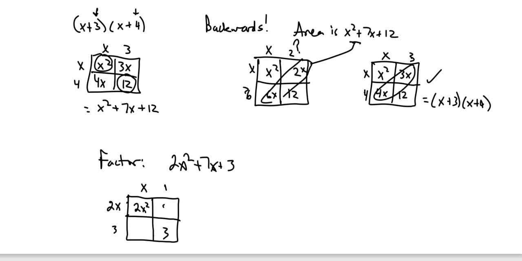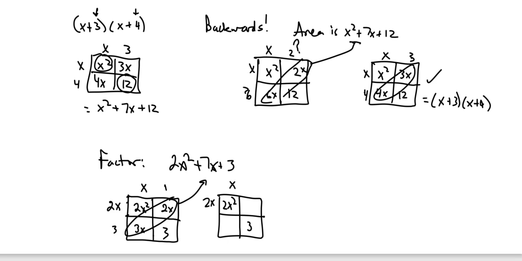If I do that, I'm going to get 2x here, and I'm going to get 3x here, but when I add them up, oh, look, they don't add up to 7x. So we're going to do it again. 2x squared and 3. I don't have many choices here. Instead of 1 and 3, I can do 3 and 1. Let's see if that works.